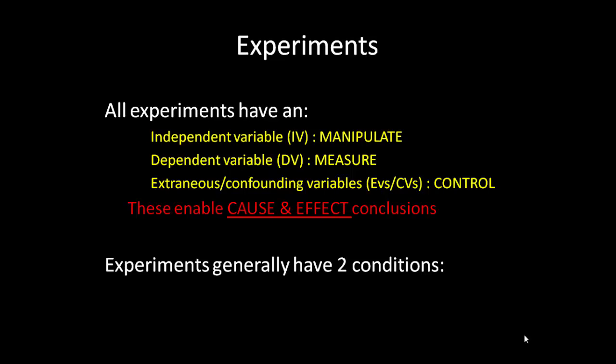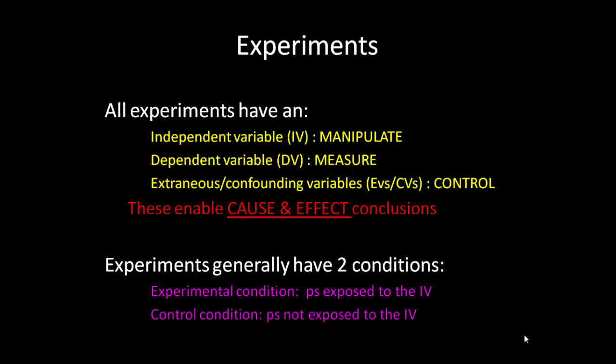The simplest structure of experiment generally has two conditions. Firstly, an experimental condition in which participants are exposed to the IV. Secondly, a control condition in which the participants are not exposed to the IV. Then, at the end of the experiment, the performance in the two conditions is compared.